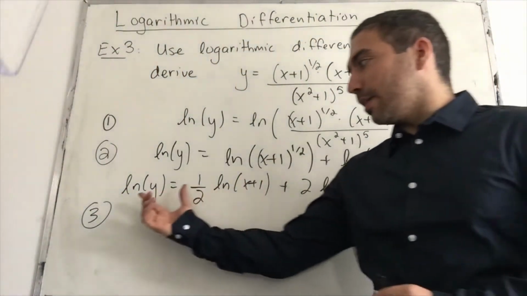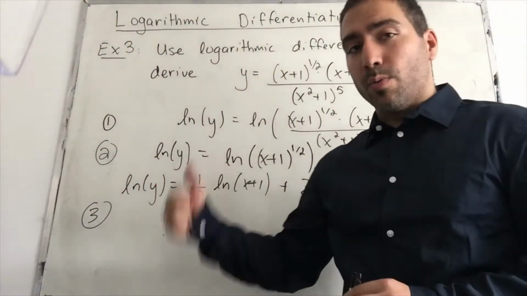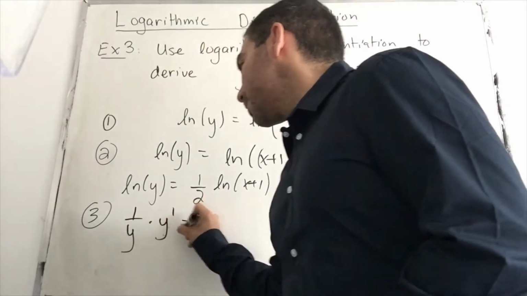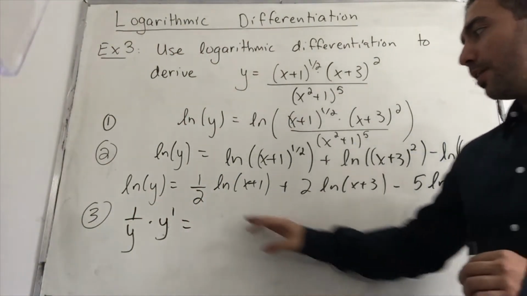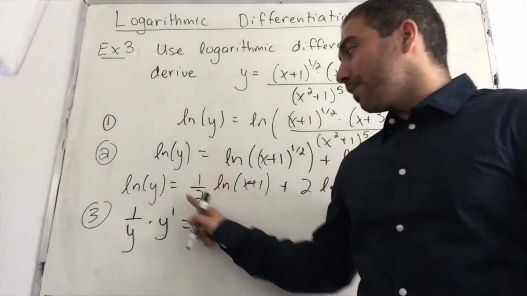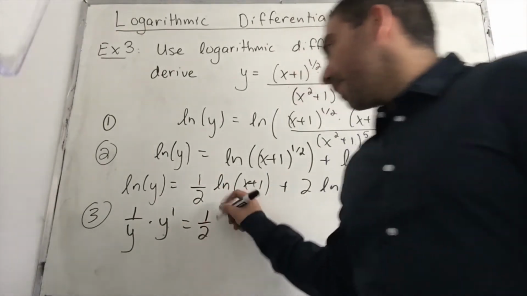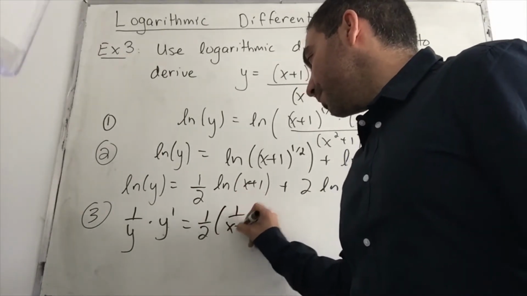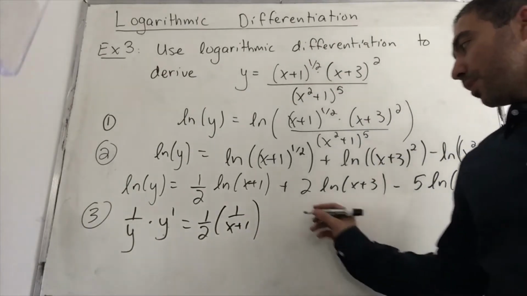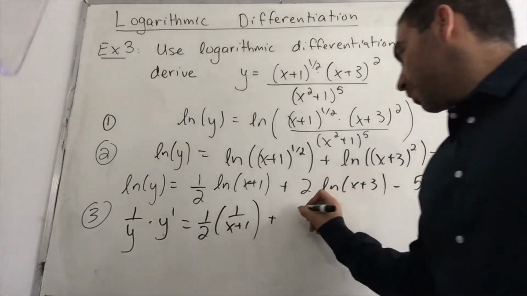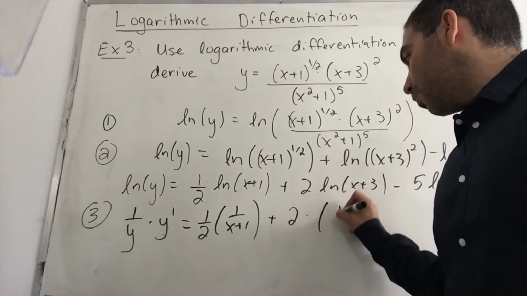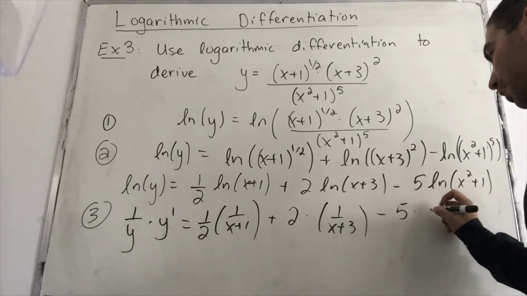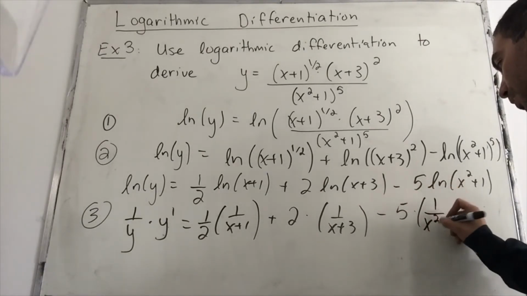On the left hand side, it's always the same. Derivative of ln of y with respect to x is 1 over y times y prime. We always get that because of chain rule. And now let's take the derivative of each term individually. We have the 1/2, so the 1/2 stays. The derivative of ln of x plus 1 is 1 over x plus 1, plus 2 times 1 over x plus 3 minus 5 times 1 over x squared plus 1.